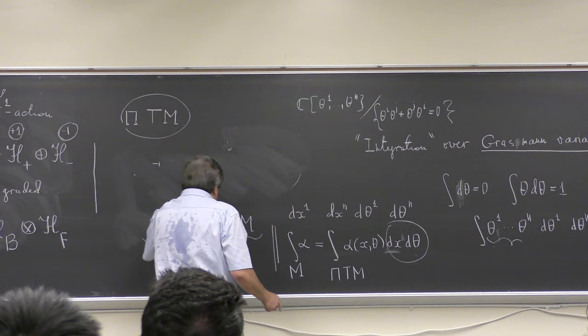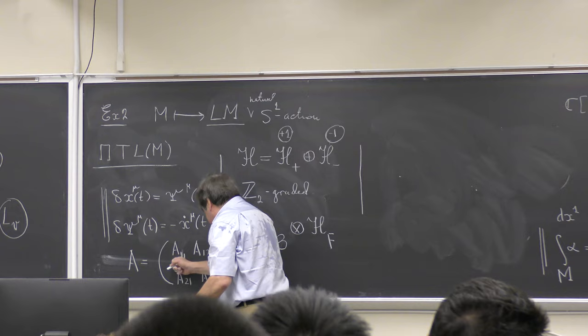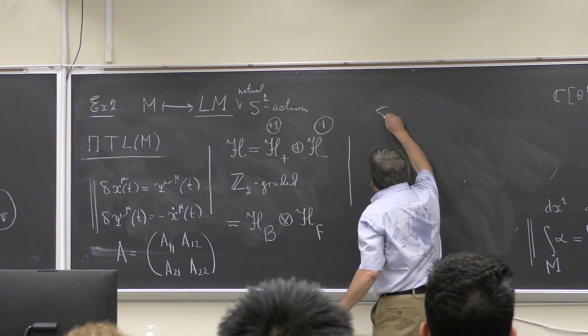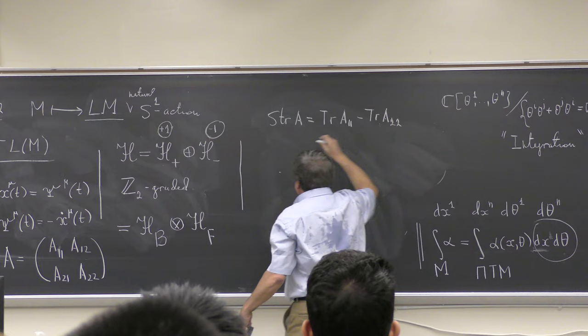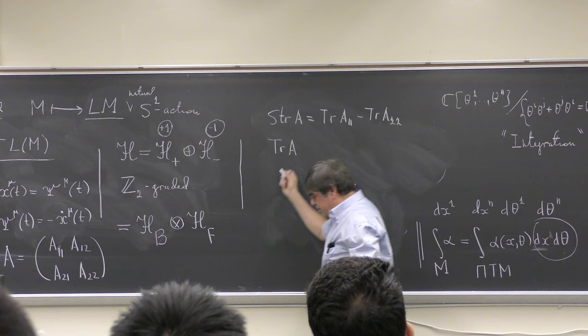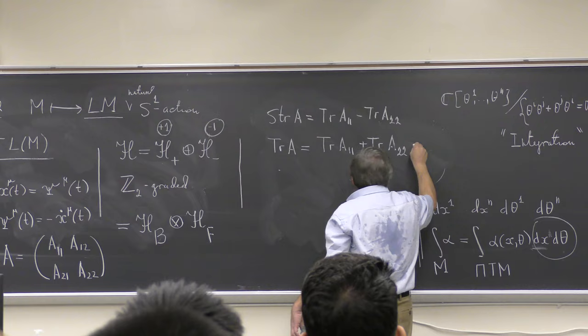Let's consider what is A, if our operator A is this. And of course, if it's well defined, if these operators on the diagonal are of trace class, then you can define the supertrace of A. It's a difference of traces. And then, of course, the ordinary trace, if it's a trace class operator in a Hilbert space, is the sum of these individual traces.